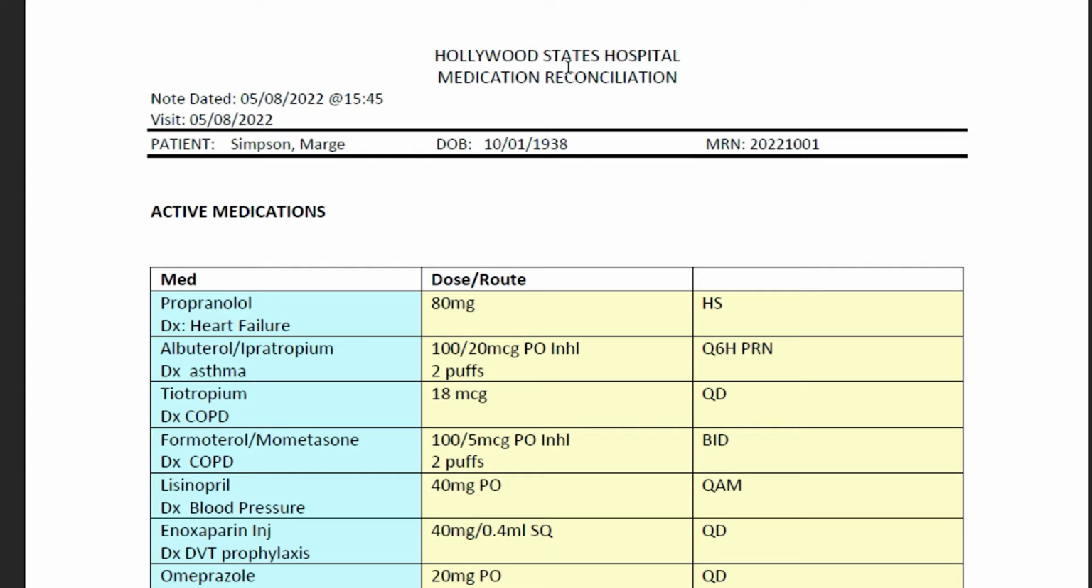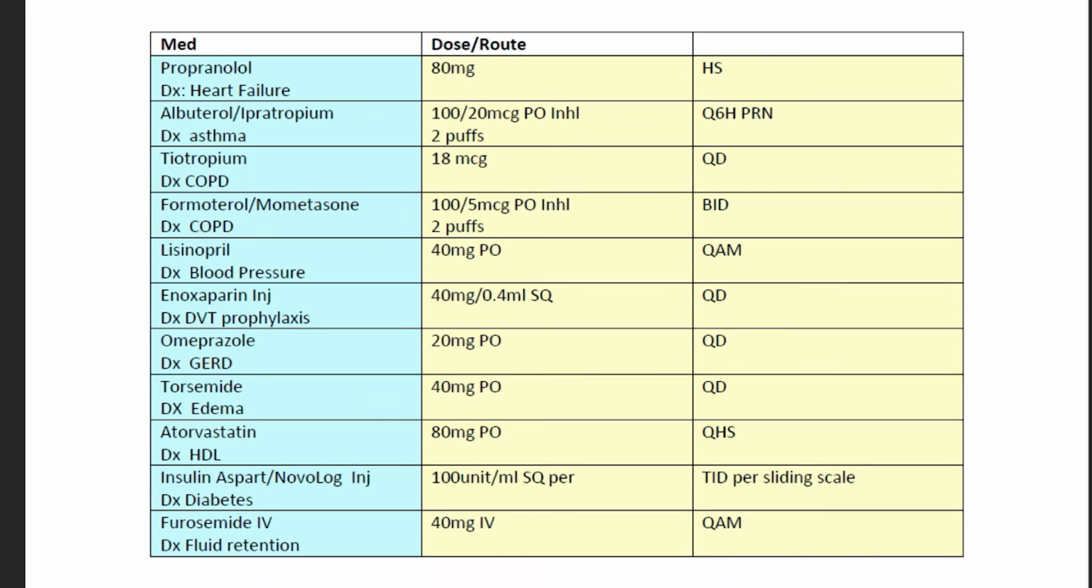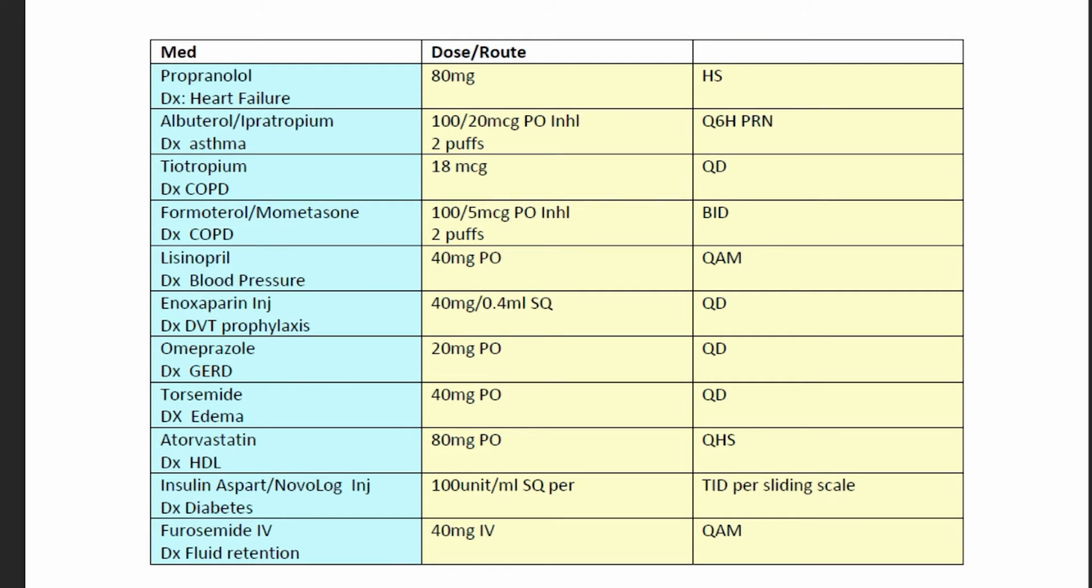Typically, it's going to tell you that it's the medication list or rec. It's going to have the patient identifying information up here. Then we also have, on this one, active medications. Active medications, or it may say inpatient medications, are the medications that the patient is currently on while they're in the hospital. Over here, you're going to have a list of the name of the medication. It should also have a diagnosis or the reason for that medication. For this one, for example, propranolol, the diagnosis is heart failure.